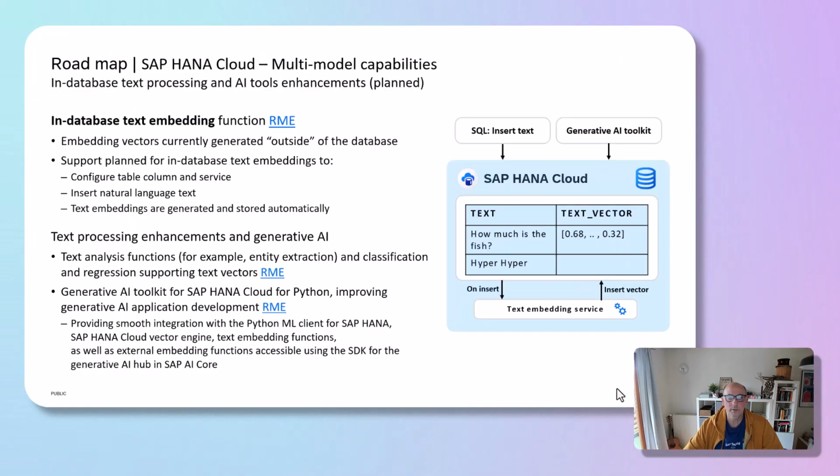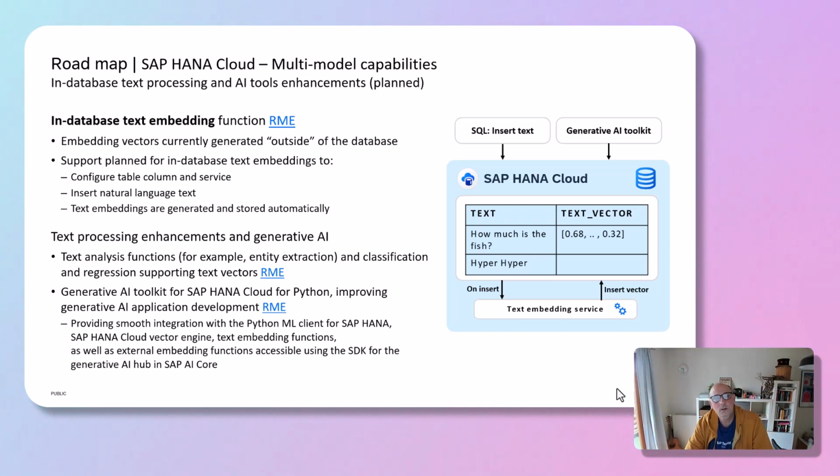Look at the roadmap, what's coming. We also already talked about this in our TechEd session, but just to refresh you, to enhance the scenario about using the HANA vector engine, where in the past the embedding vectors, or still today until we have released this in-database text embedding function, the vectors need to be calculated and generated outside of the database. Certainly if your text data is already in the system, that's kind of an unnecessary round trip.